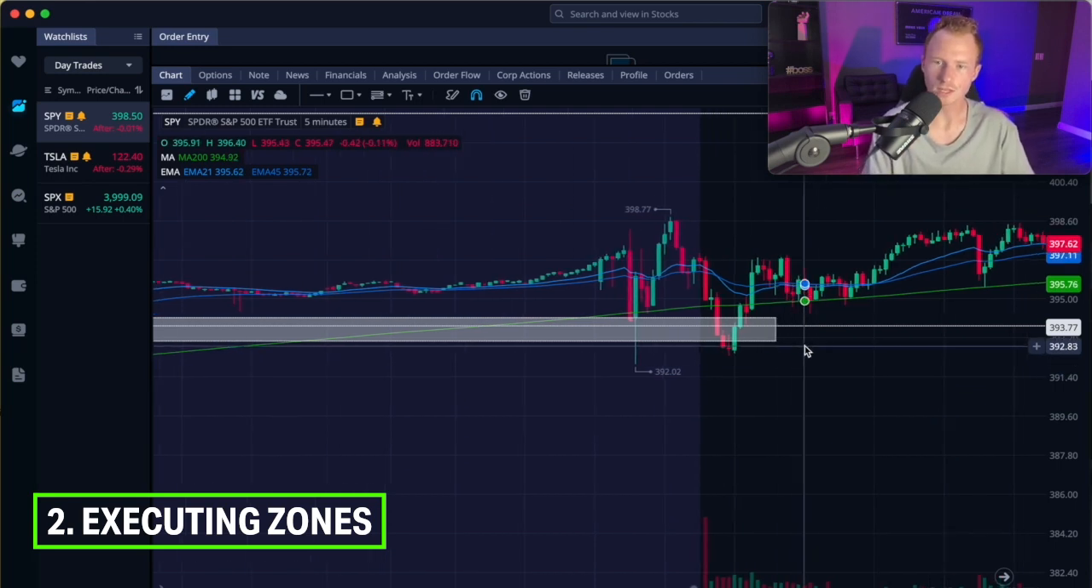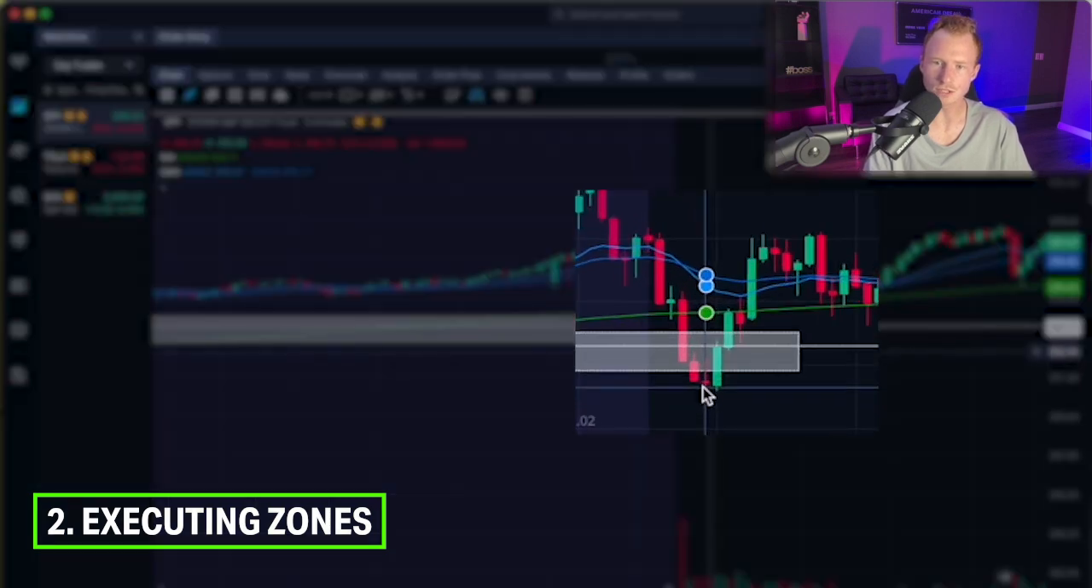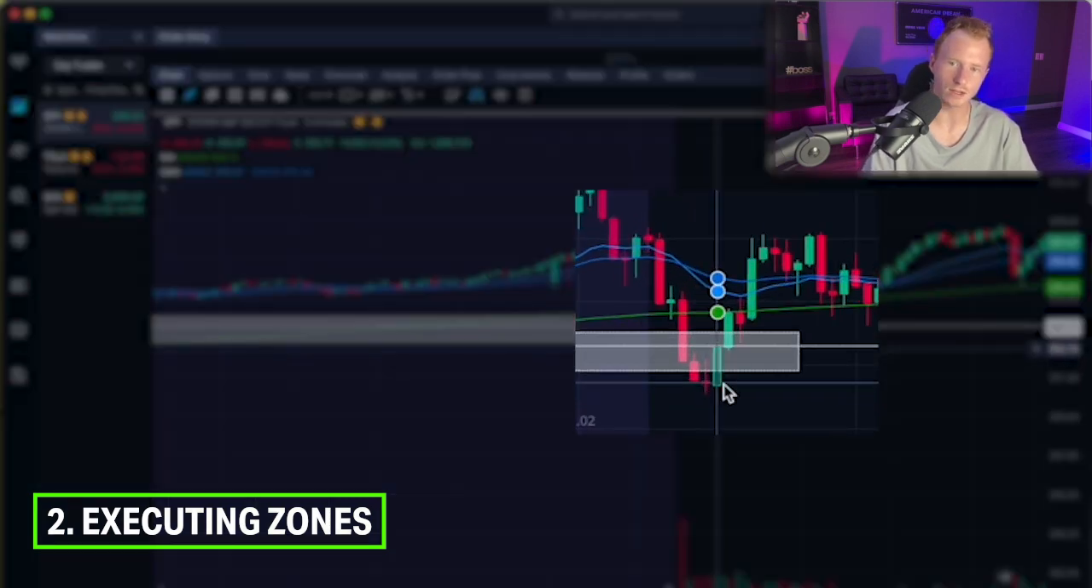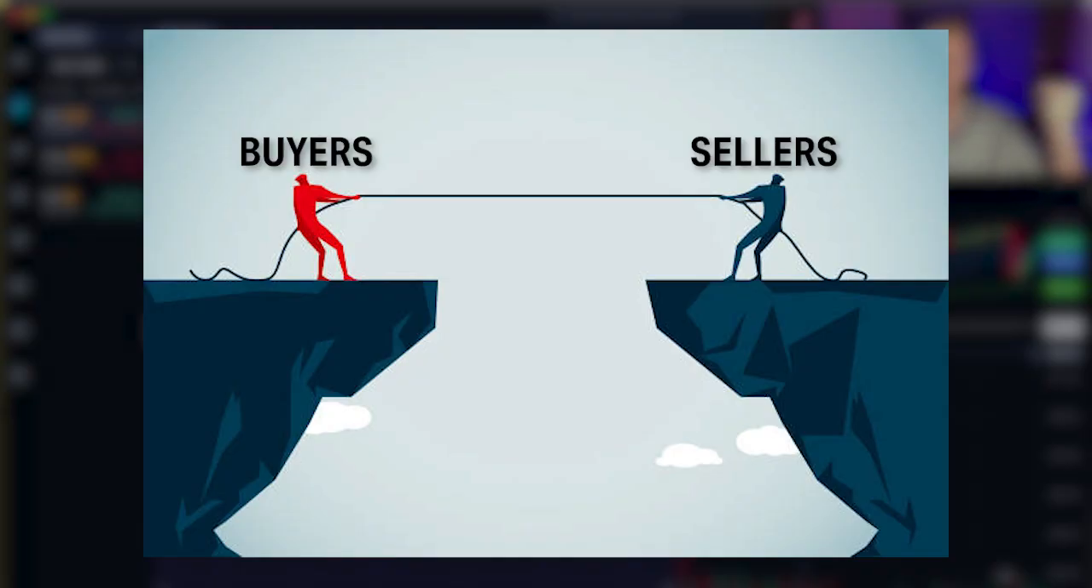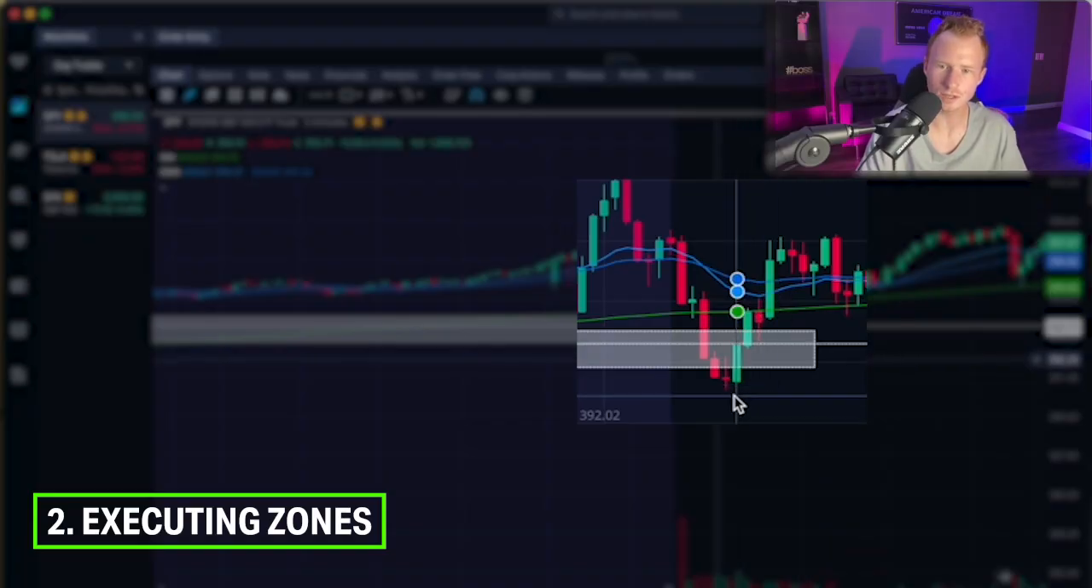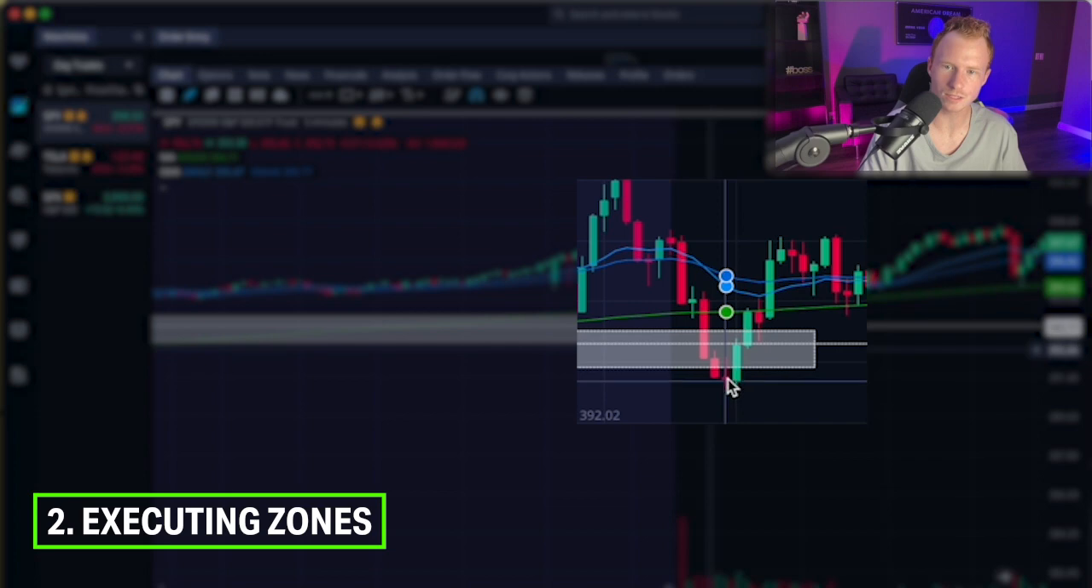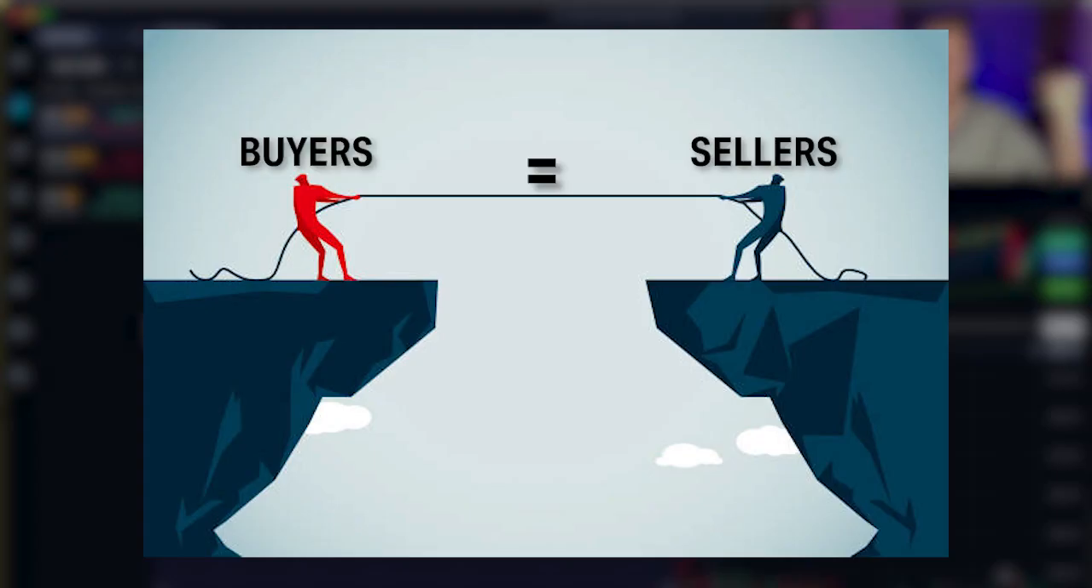Okay, so typically when we see a doji candle, what that means is buyers and sellers are kind of equal, right? Think of it as like a tug of war. Buyers are pulling this way, sellers are pulling this way. And when we got this close right in the middle, there's a very small body. There's two long tails. That tells me they're kind of even, right?